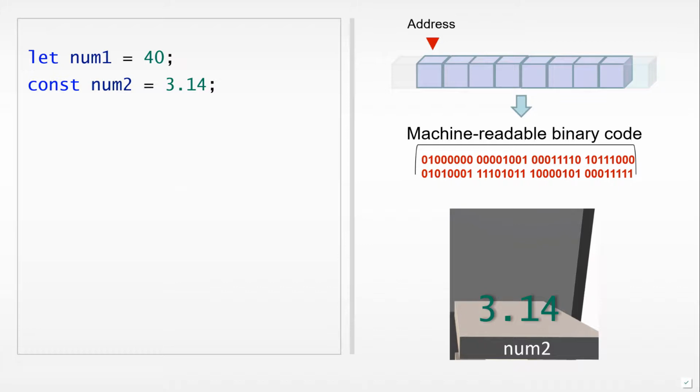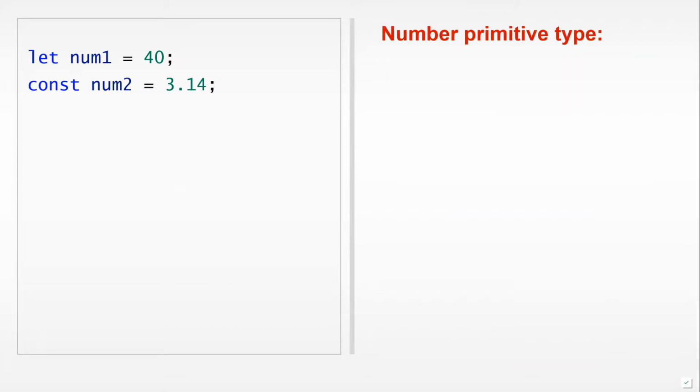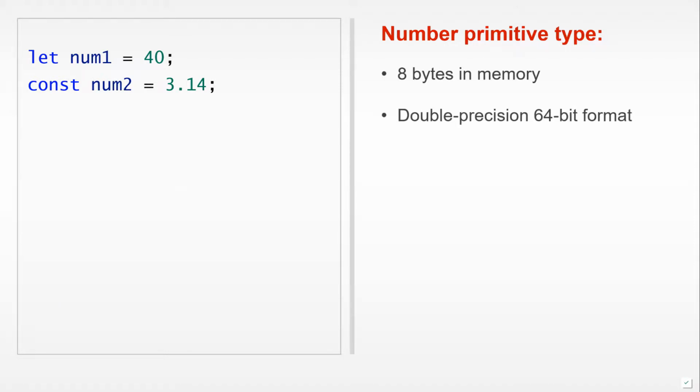And once again, we would have something that looks very similar to what we did with the integer 40. So notice that we are storing both integers and fractions in exactly the same way in JavaScript, in the same data type. So if we want to summarize the key characteristics of the number type in JavaScript, we can say that it is stored in 8 bytes in memory. Its type is double precision 64-bit format, which is used in a number of languages for their double type.